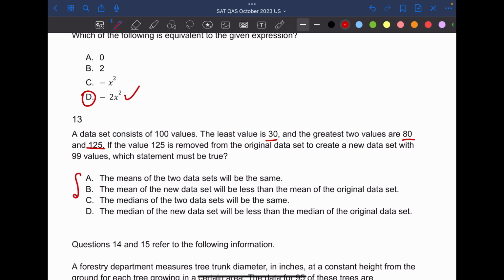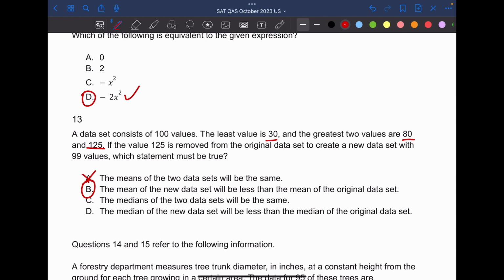That means the mean is going to get smaller. So which of these kind of matches that? The first one says the mean of the two datasets will be the same. This must be wrong because you remove the biggest number, the mean has to be pulled down because that biggest number made it unbalanced, if that makes sense. Part B says the mean of the new dataset will be less than the mean of the original dataset. Like we said, this is true because if you remove the biggest number, the mean must decrease as well. So the answer is B. But just to make sure, let's look at C and D. Let's explain why those are wrong as well.